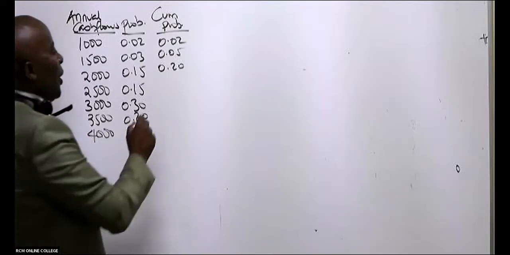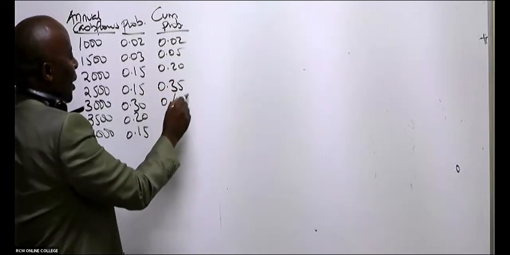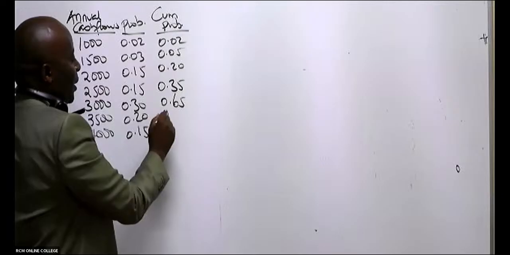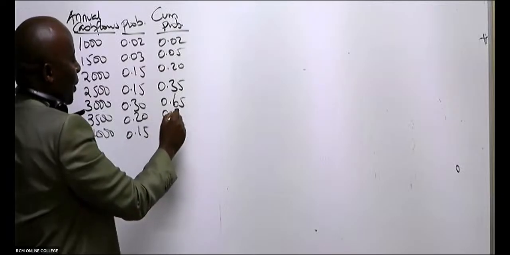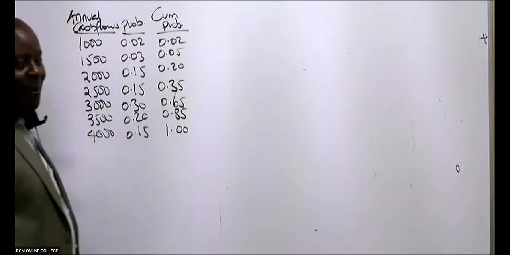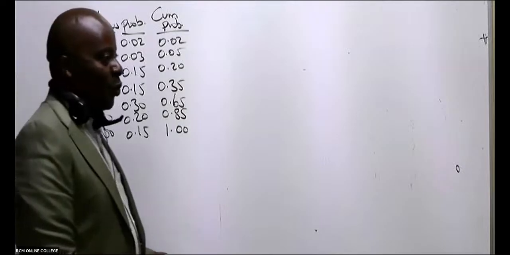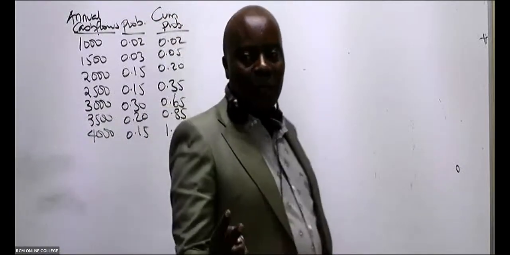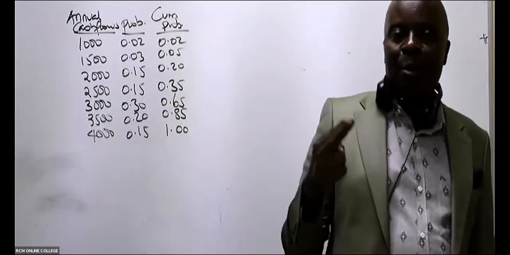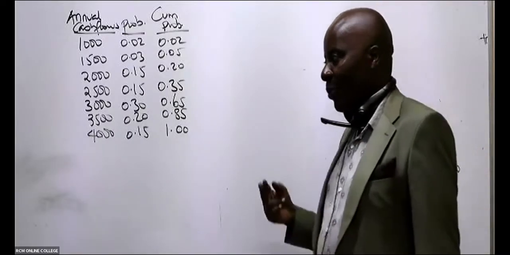Okay, so the next one here will be 0.35, 0.65. If you add this, it is 0.80, 0.85, sorry. Then we have 1.00. Please mark my last number. It is not just one. It has to be 2 decimal places. So it will be 1.00.